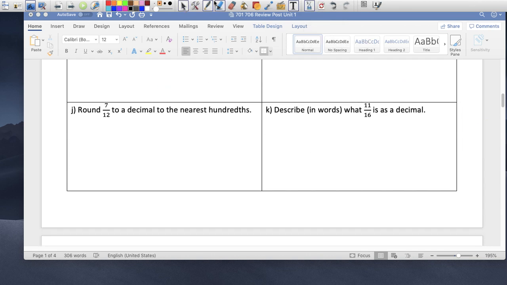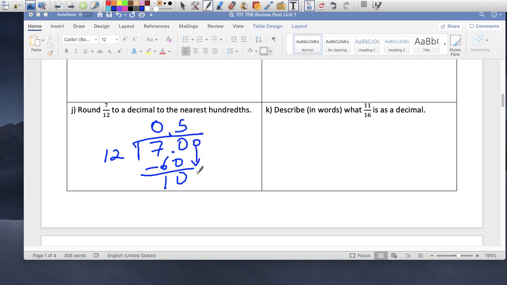Round 7/12 to the nearest hundredth. Okay, so let's divide. 12 doesn't go into 7, so we add a decimal, which allows us to add a 0. 12 goes into 70 5 times, which is 60. Subtract, 10 left over. Bring a 0 down. 12 goes into 100 8 times, which is 96.